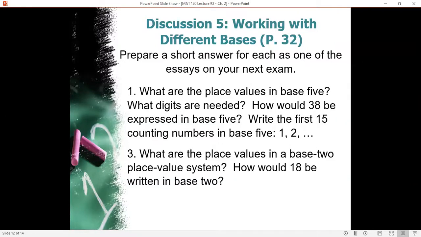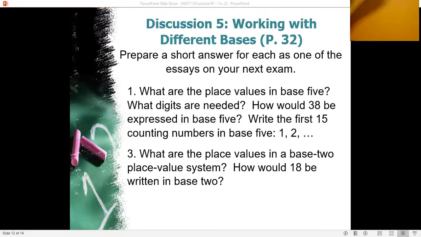What are the place values in base 5? Well, the place values are going to be, of course, the powers of 5. Place values are usually 1, 10, 100, 1,000. What are the place values in base 5? Well, there's 5 to the 0, that's 1. There's 5 to the 1, that's 5. There's 5 squared, it's 25. 5 cubed is 125. 5 to the 4th is 625, and so on. This is what we were expecting for you to answer with what are the place values in base 5.